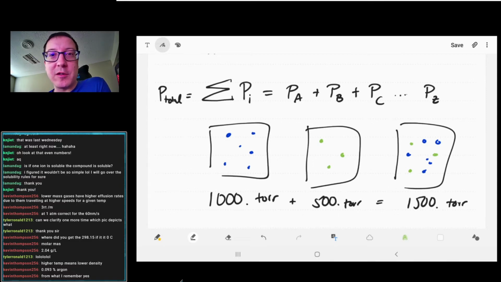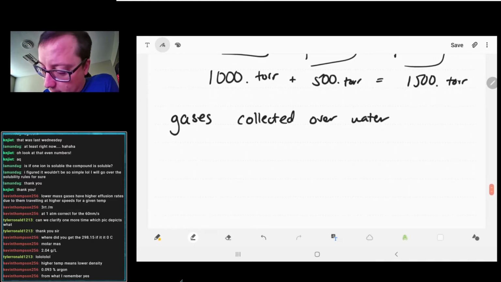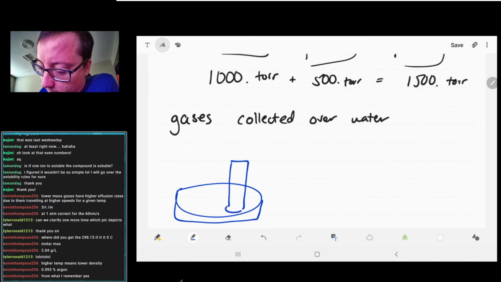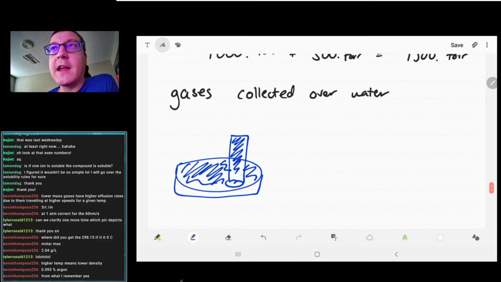And this one is actually going to be important for us because in real life, when we're trying to isolate gases, the best way to do it is to collect it over water, rather the easiest way, not necessarily the best way. And so we're always going to have water vapor as part of our mixture of gases. And so gases that are collected over water might look something like this. You've got some container, you've got your gas collection bottle that is completely full of water, and it's upside down.